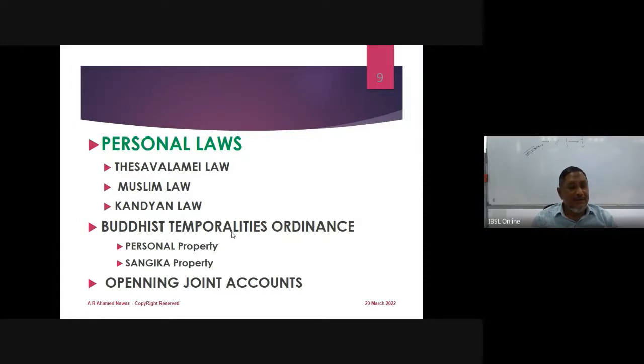Under the common law applicable in Sri Lanka, what is the age of marriage? It is above 18. So any person married below 18 is an offense, a criminal offense. Right? No contractual capacity. Therefore, marrying a person below 18 is legally not accepted.